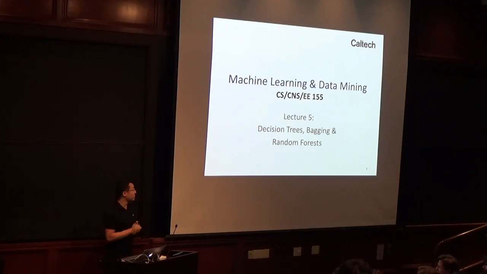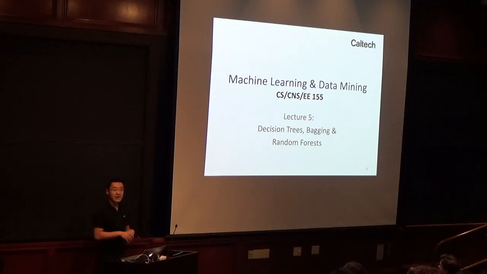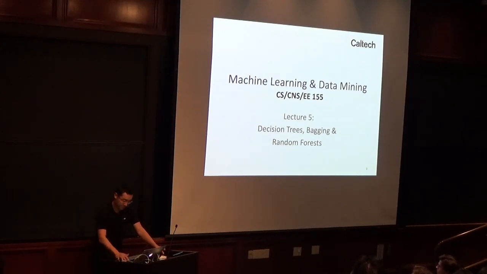Moving on from linear models, we'll be talking about nonlinear models. In particular, today we'll start with decision trees and some generalizations called bagging and random forests. And as the next few lectures progress, we'll go into increasingly more sophisticated nonlinear models, culminating with deep learning.